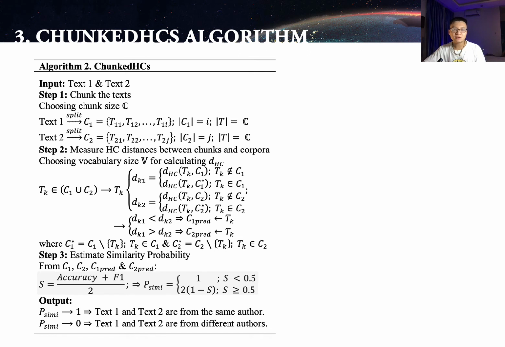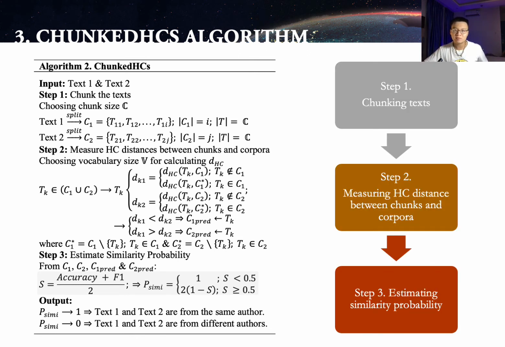So the ChunkedHC algorithm can be summarized like this. There are 3 steps: step 1, step 2, and step 3. The input is text 1 and text 2, and the output is going to be the similarity probability. If that's 1, text 1 and text 2 are sampled from the same author. If the similarity probability is approaching 0, text 1 and text 2 are from different authors.